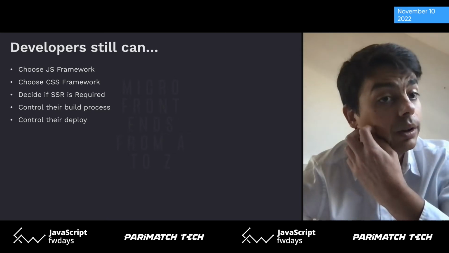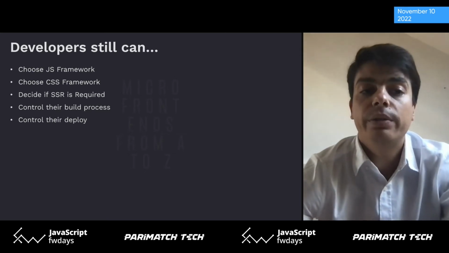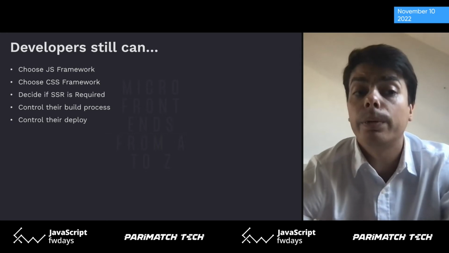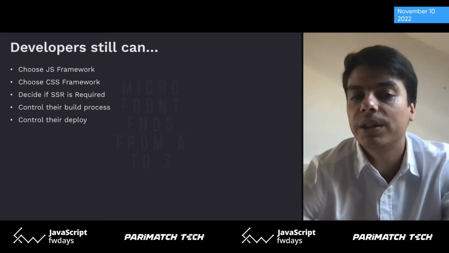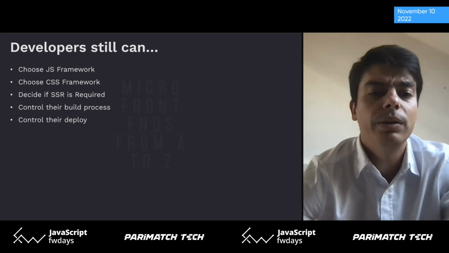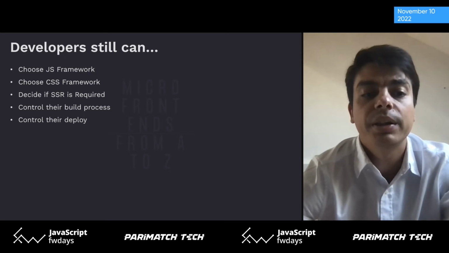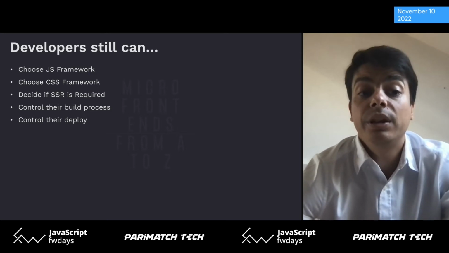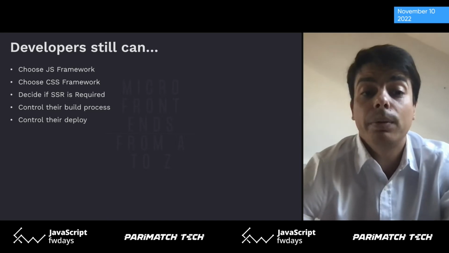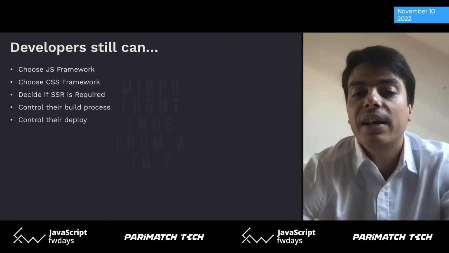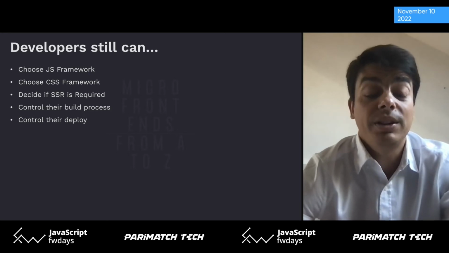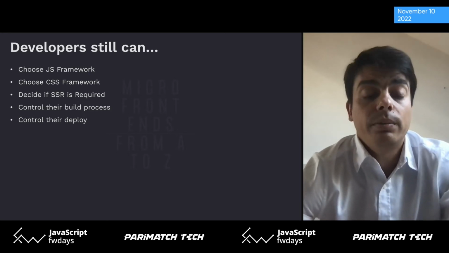So developers can still choose their favorite framework, CSS approach, and decide if they need SSR or not. They can control the build process, so we do not dictate how to build the project. It's on the developer side. And of course, they can continue to control the deploy. They can choose the CDN network or another strategy of deployment for front-end static. That's up to them.